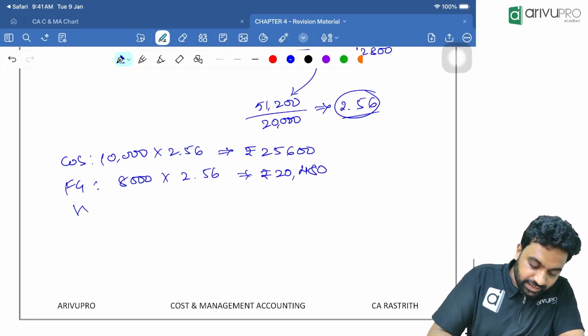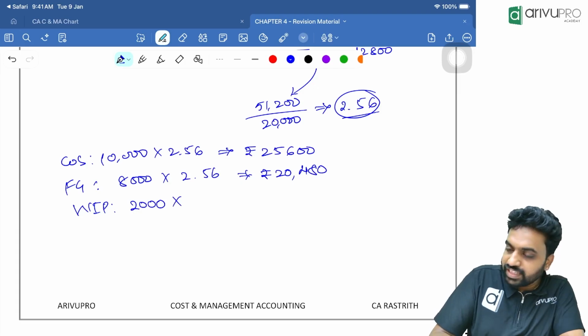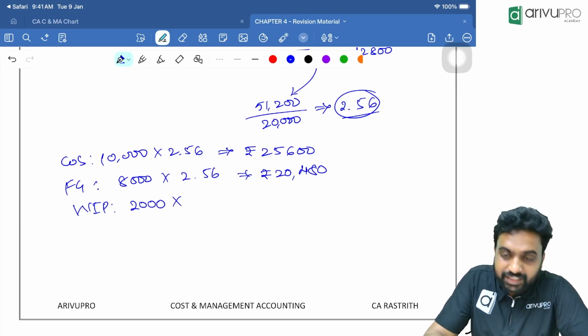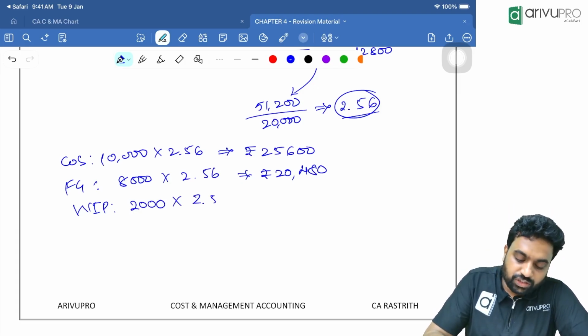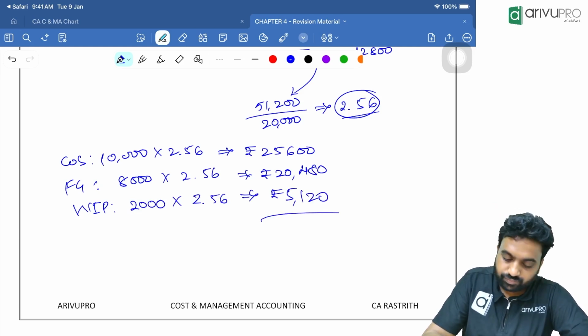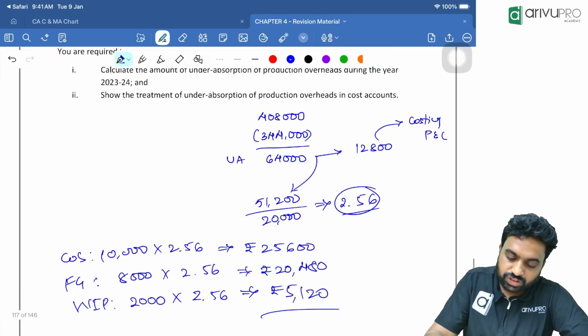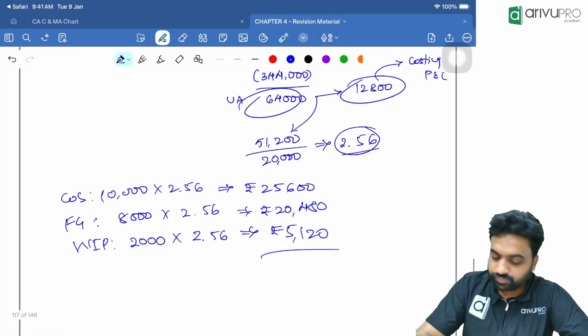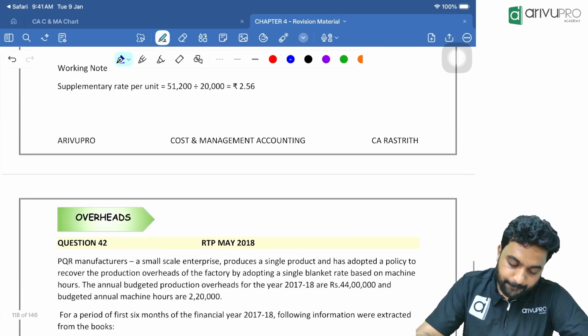20,480. And WIP, guys, equivalent units you should take. 5,000 are there but only 40% complete, so 2,000. 2,000 into 2.56 is 5,120. Got it? 51,200. Here 12,800. Total 64,000, sorted. Is that clear? Great.